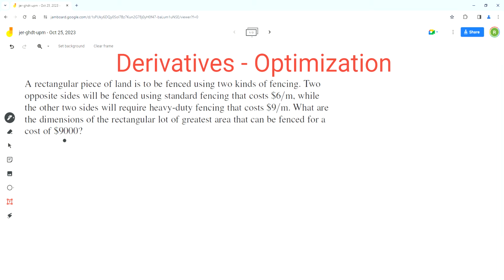What are the dimensions of the rectangular lot of greatest area that can be fenced for a cost of $9,000? So in this problem, we have to analyze a rectangle, and in that rectangle, the opposite sides will be fenced the same way. One pair of opposite sides will be fenced using standard fencing, and the other pair of opposite sides will be fenced using heavy duty fencing. So let's start by drawing a diagram for this piece of land. We have to draw a rectangle.